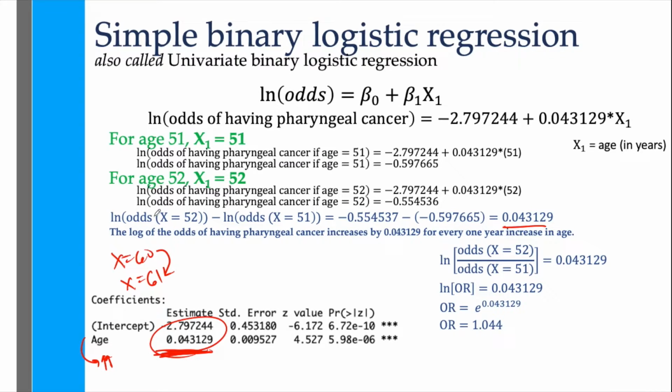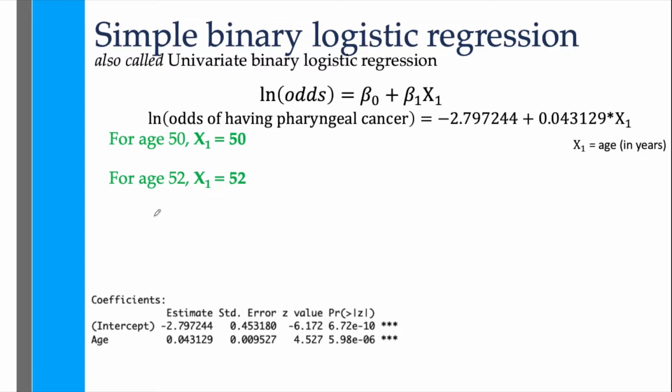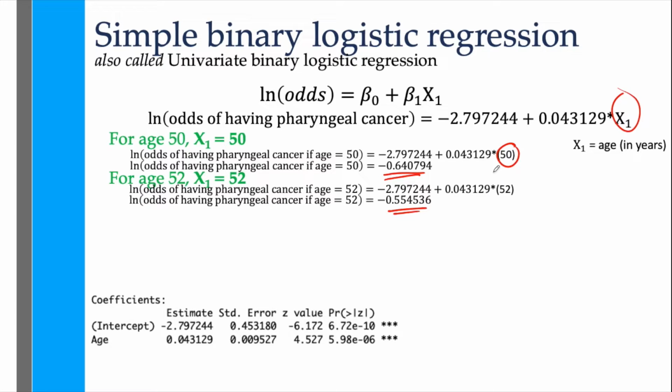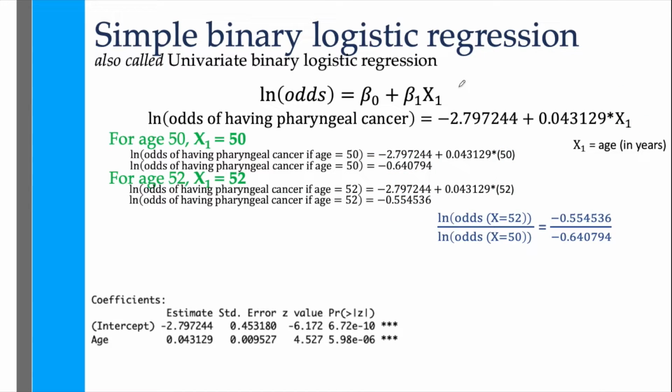Now, what if this time I increase the age by 2? Meaning, I'm going to compare the ln of the odds for 50 versus 52 years old. So, I'm going to have the ln of the odds as negative 0.64 when x sub 1 is 50. And when x sub 1 is 52, I'm going to have negative 0.55. Now, this time, instead of subtracting those two ln of odds, I'm going to divide the odds. So, the odds when x is 52 is this one, divided by the odds when x is 50, which is this one.